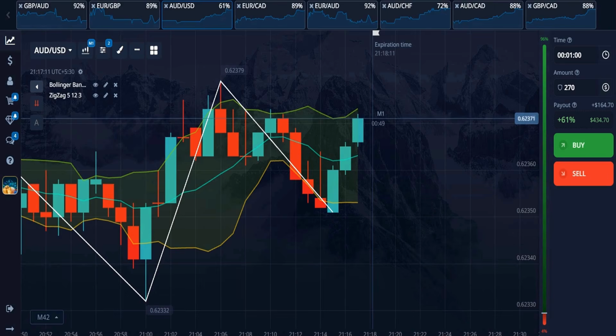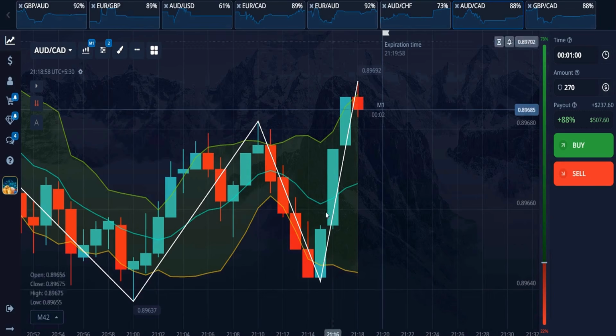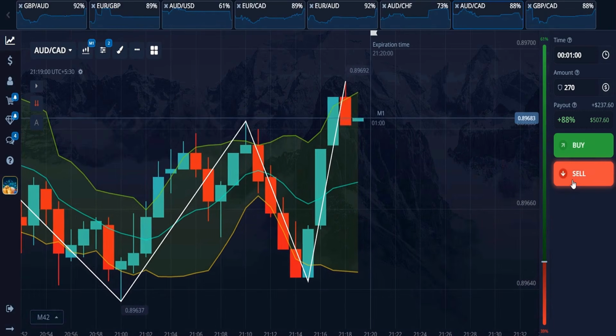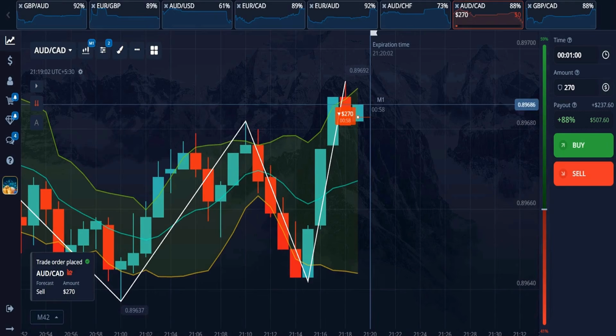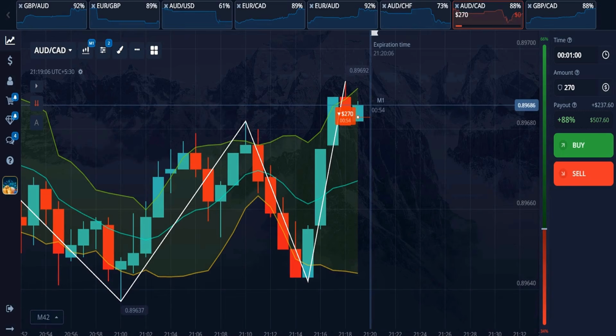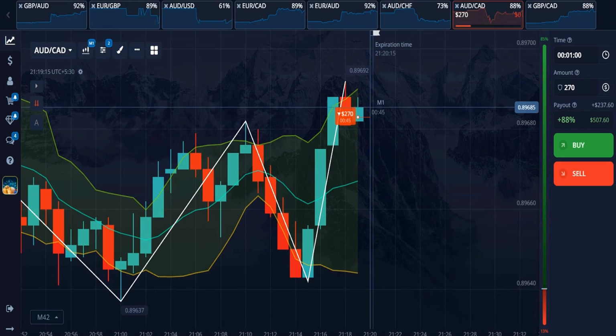Now let's stay patient and wait for the next perfect trade setup. Remember, success in trading isn't about rushing. It's about following the rules and waiting for the right opportunities to come to you. Here's a perfect sell trade setup based on our strategy. Let me explain why this is such a great opportunity. The candle has touched the upper Bollinger Band line. The zigzag indicator is positioned above the candle, and a strong bearish candle has formed, confirming the sell trade.